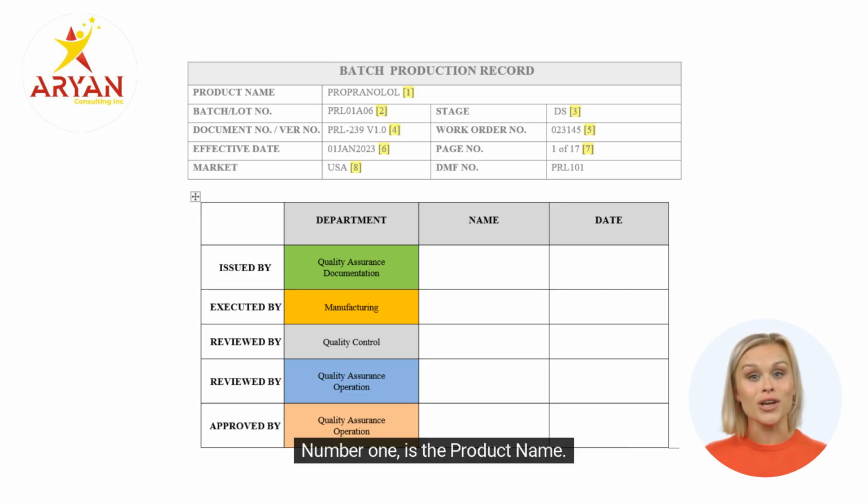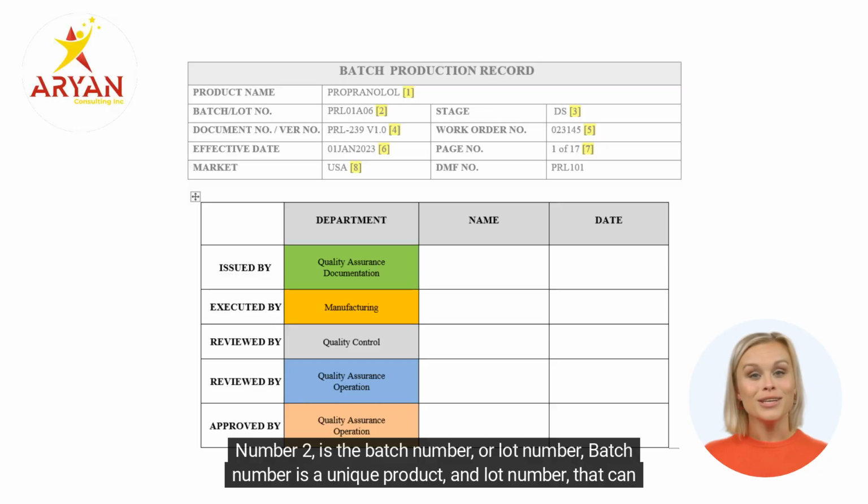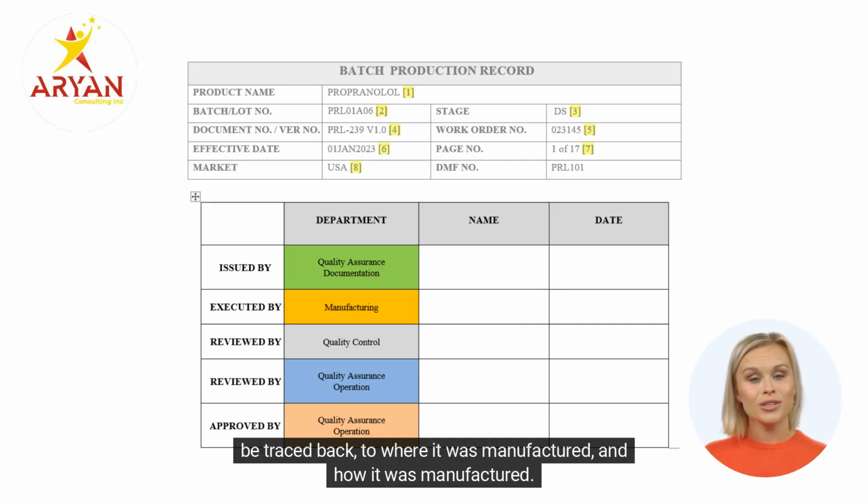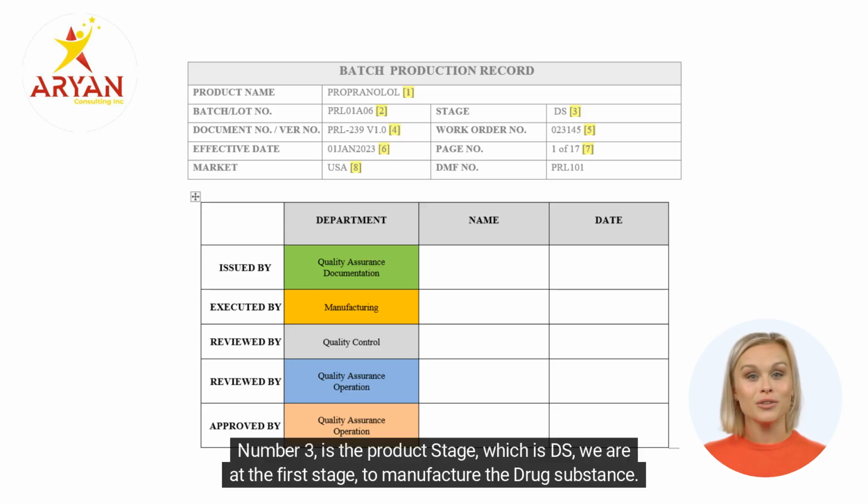Number 1 is the product name. It must be spelled accurately. Number 2 is the batch number or lot number. Batch number is a unique product and lot number that can be traced back to where it was manufactured and how it was manufactured. Number 3 is the product stage, which is DS.